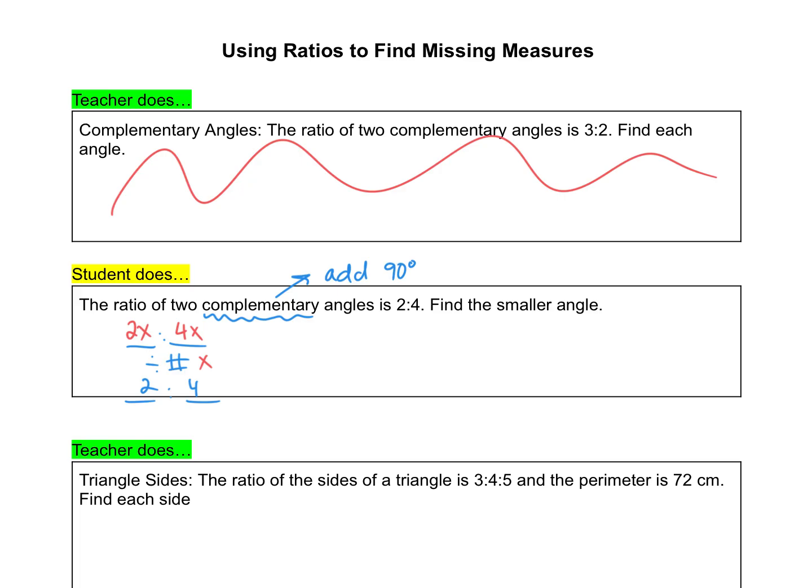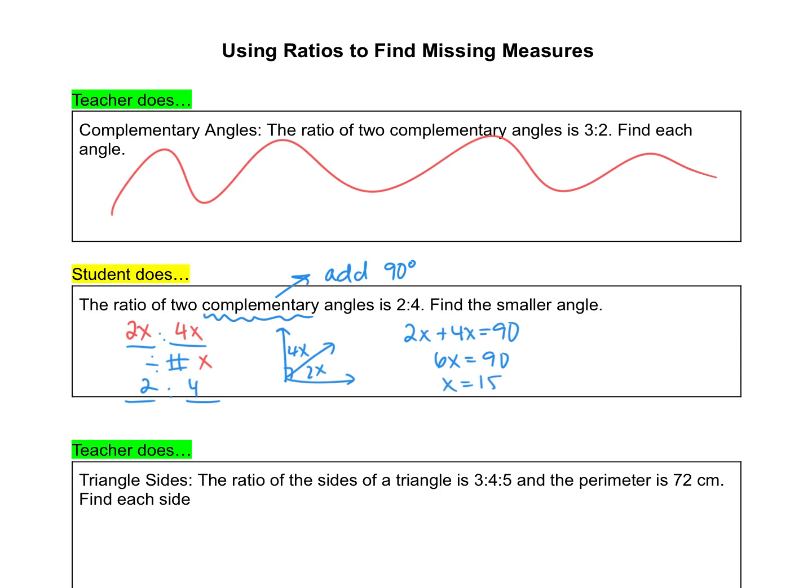So if we want a picture, we have two angles that add to 90. One is 2x, one is 4x. Not the best picture, but hopefully you get the idea. So we know what to do. They add to 90. So we're going to have 2x add 4x equals 90. So we get 6x is equal to 90. So our x is equal to 15.